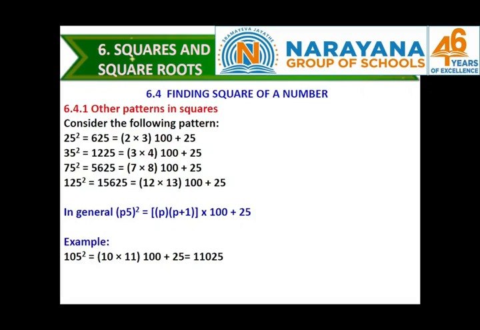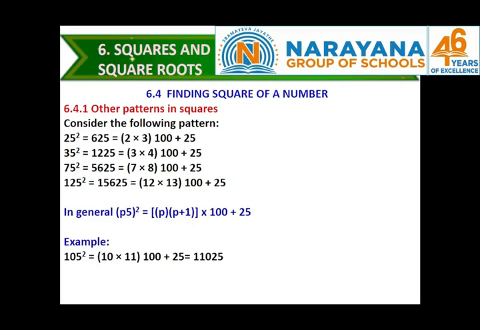Yes, it's very simple. 2 and its consecutive is 3. 2 3s are 6, I am going to get here. For 12, 3 and its consecutive 4. 3 4s are 12, then 25. For 75 square, 7, its consecutive is 8. 7 8s are 56 and 25.